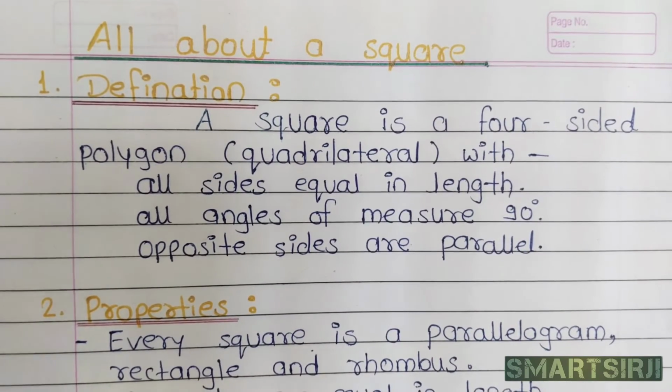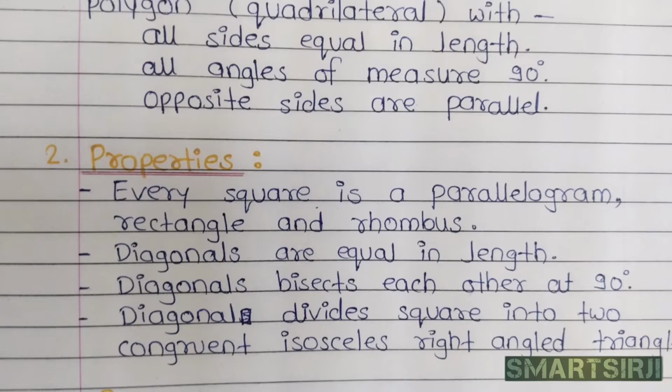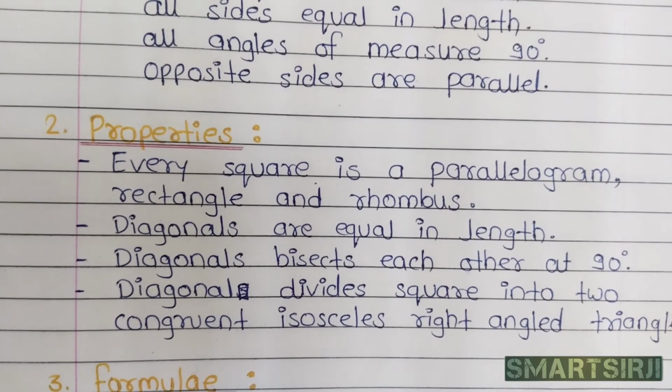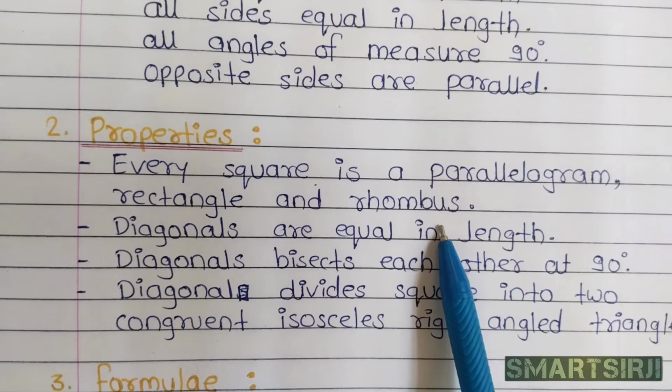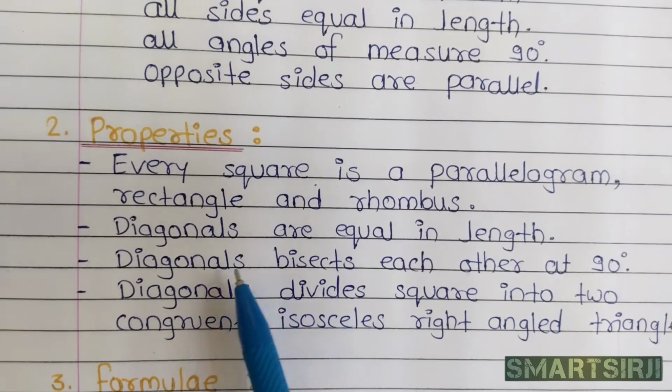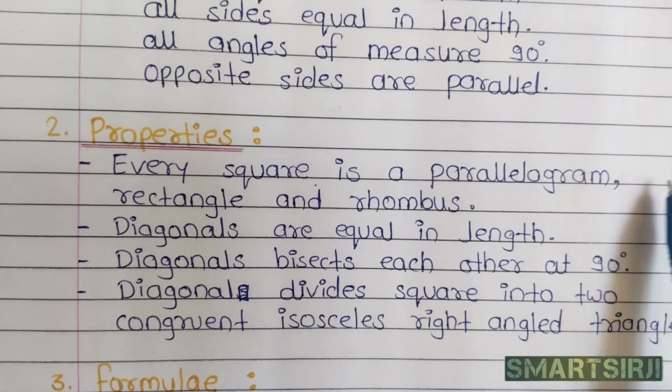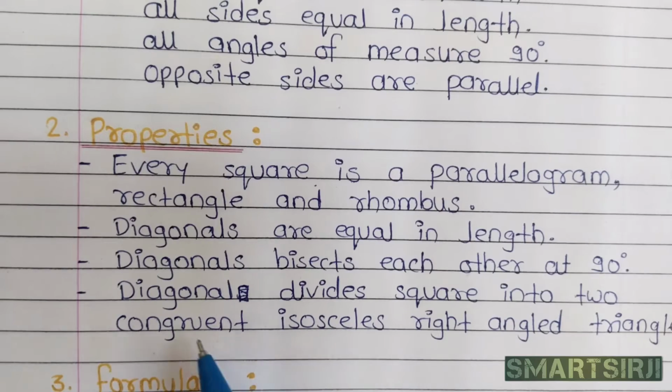So the second one is properties. So what are the properties of a square which make it different from other shapes? Every square is a parallelogram, rectangle and rhombus. So every square is a type of parallelogram, every square is a type of rectangle, and every square is a type of rhombus also. Then diagonals are equal in length. Its diagonals are also of equal length.